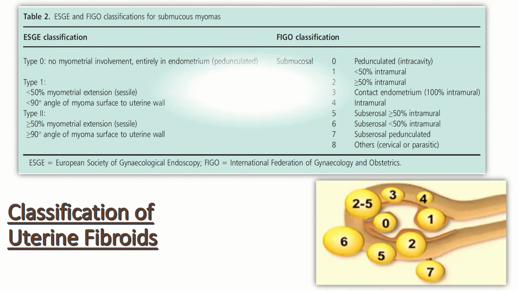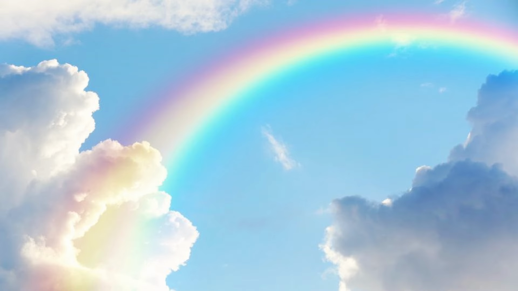Here we have the European Society of Gynecological Endoscopy and FIGO classification for submucous myomas. Here also you can see the leiomyoma subclassification system.